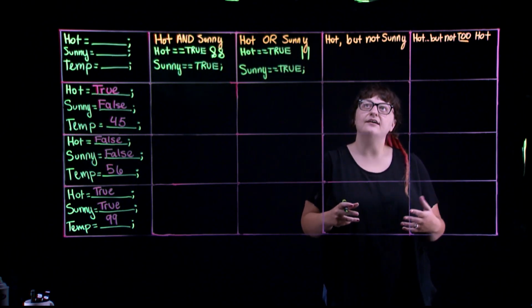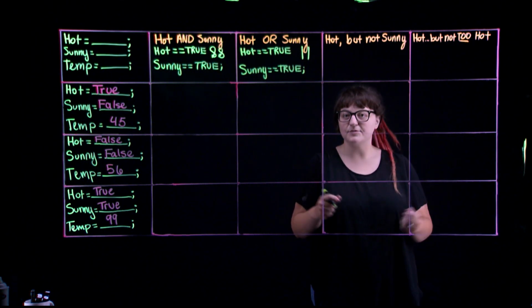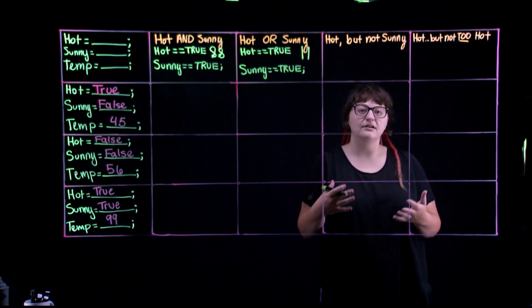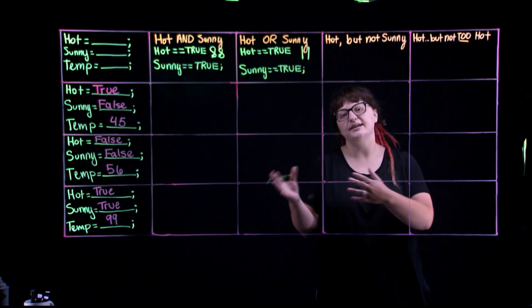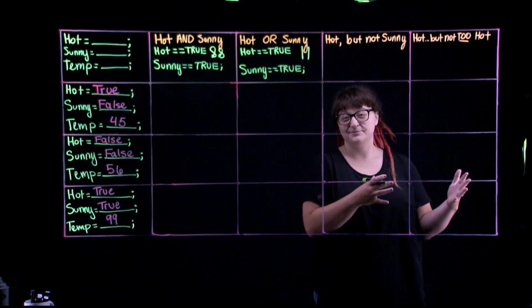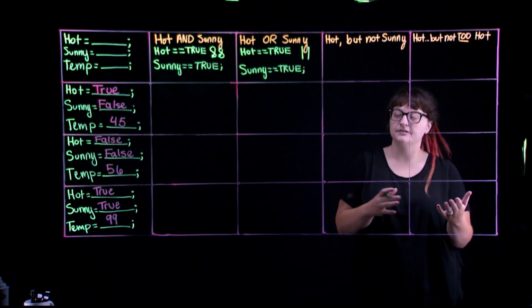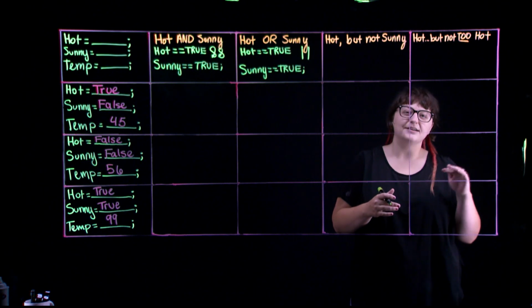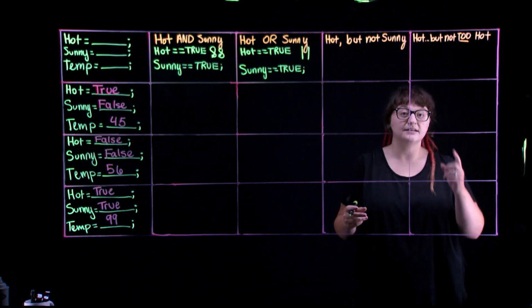Now, next we have hot but not sunny. This one's a little bit more complex. What do you think that we would need the value of our variables, hot and sunny, to be for it to be hot but not sunny? Well, it sounds like we would want hot to be true, like our previous examples. But since we don't want it to be sunny, that means that we're going to need sunny to be false.